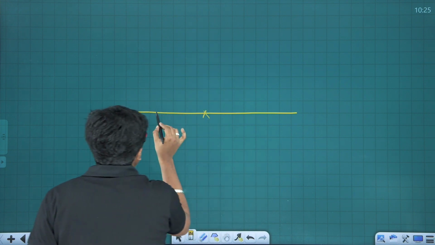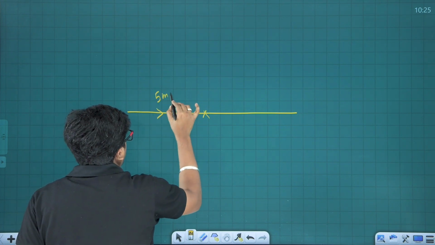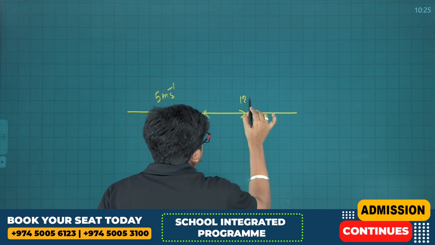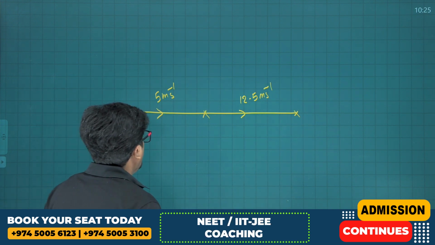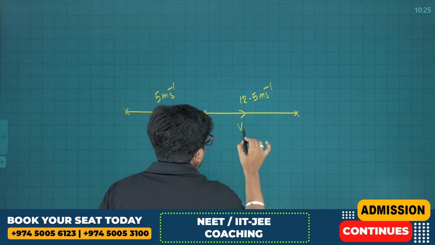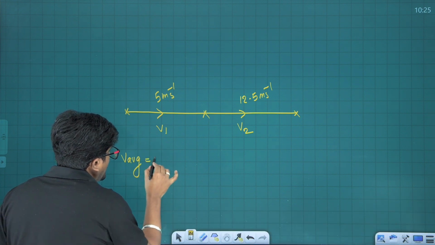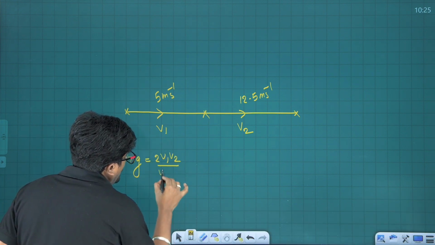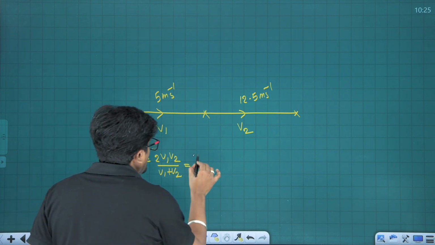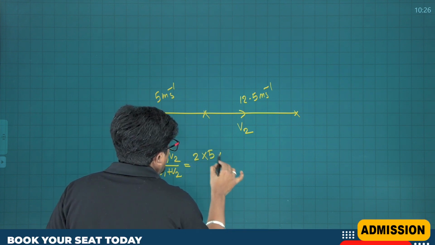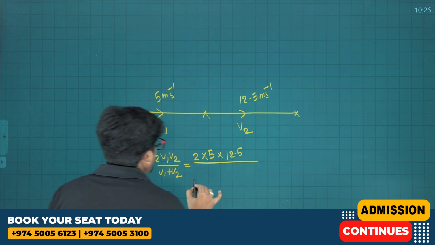Now I can redefine the case like this. This is the total journey and the first half of the journey is being covered with the speed of 5 meter per second and second half is covered with the speed of 12.5 meter per second. So for me this is new value of V1 and this is the new value of V2. Now V average is going to be what? V average should be 2 times V1 V2 upon V1 plus V2. And here this is 2 into V1 is 5, V2 is 12.5, all divided by V1 plus V2.